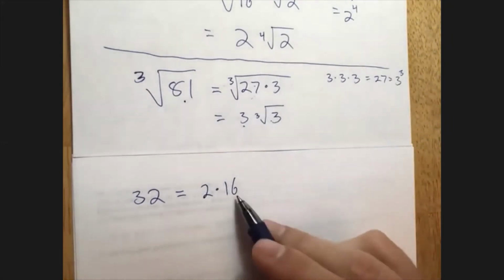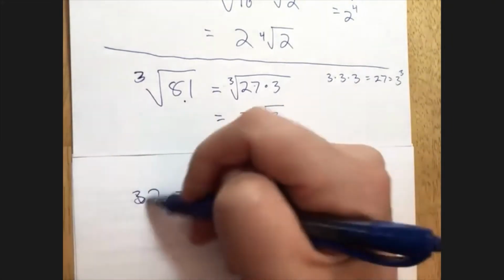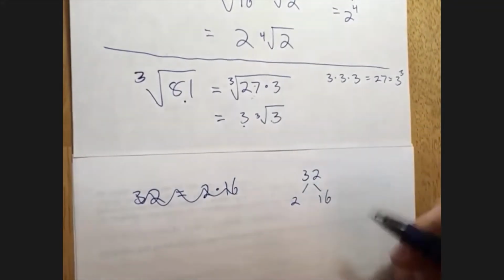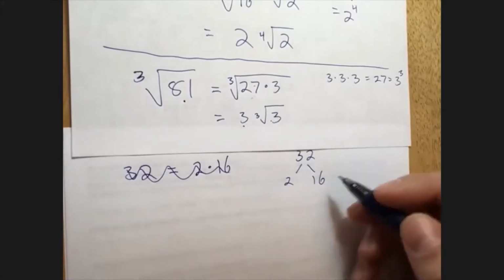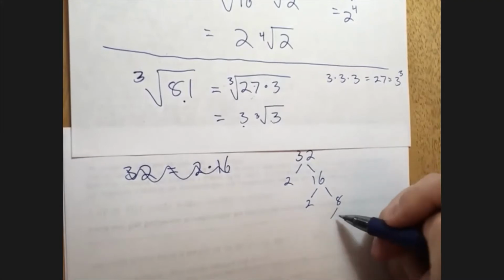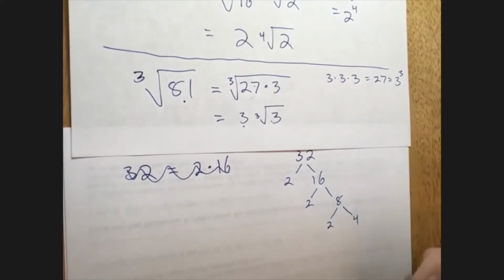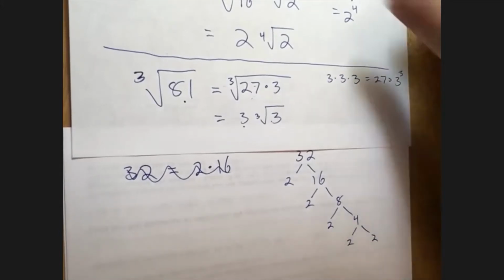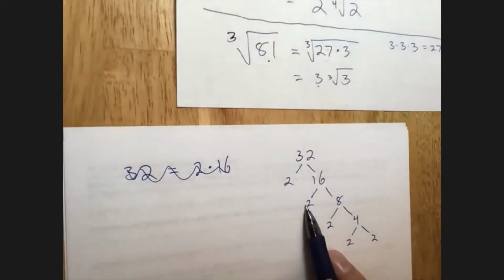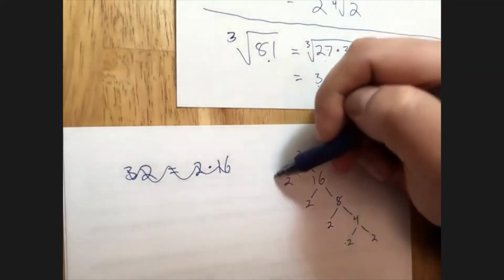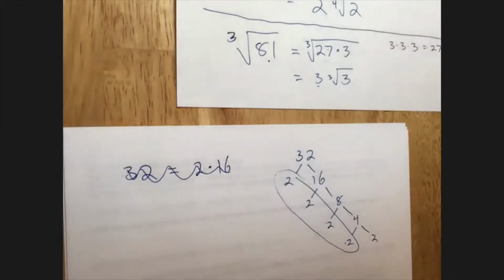Let me write it like this. A lot of people write it like a tree. 32 factors as 2 times 16. And 16 is an even number, so it's divisible by 2. 2 times 8. And 8 is an even number, so it's divisible by 2. 2 times 4. And 4 is an even number. It's divisible by 2, so 2 times 2. So now I see that 32 is 2 times 2 times 2 times 2 times 2. And look, I got 4 of them right here. So that's 2 to the fourth.